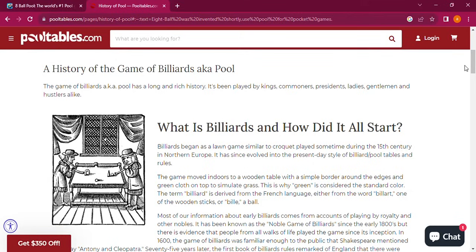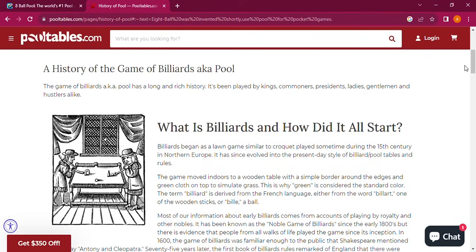What is billiards and how did it all start? Billiards began as a lawn game similar to cricket, played sometime during the 15th century in Northern Europe. It has since evolved into the present day style of billiards, pool tables, and rules. The game moved indoors to a wooden table with a simple border around the edges and green cloth on the top to simulate grass. This is why green is considered the standard color.